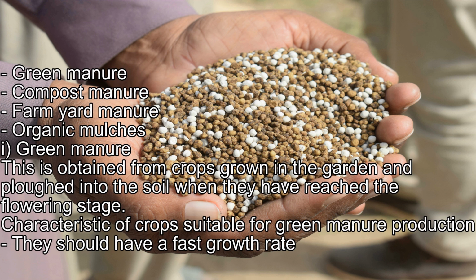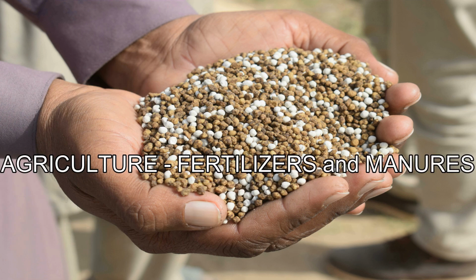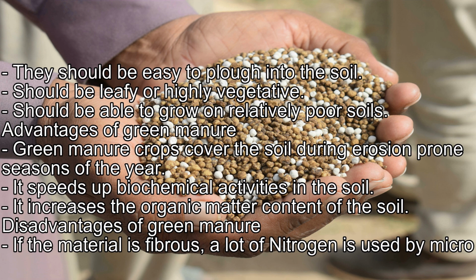Green manure. This is obtained from crops grown in the garden and plowed into the soil when they have reached the flowering stage. Characteristics of crops suitable for green manure production: they should have a fast growth rate, should be easy to plow into the soil, should be leafy or highly vegetative, and should be able to grow on relatively poor soils.